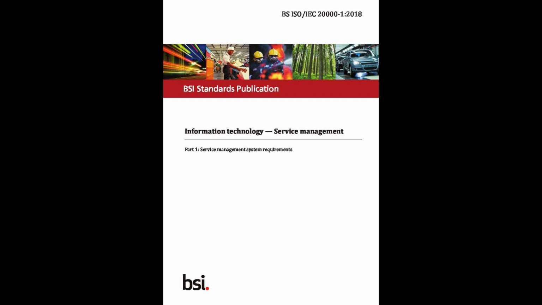What's the last piece of Clause 5? The last part is 5.3. Organizational roles, responsibilities, and authorities. Making sure everyone knows who does what. Exactly. Top management needs to ensure that the responsibilities and authorities for the different roles involved in the SMS and the services are assigned clearly and, again, communicated within the organization.